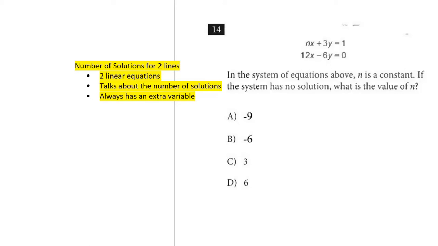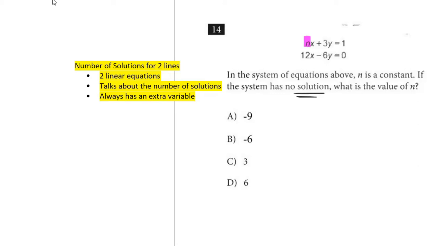You always have 2 linear equations. The question's always talking about the number of solutions. Here, no solutions. And there's always an extra variable besides x and y. In this case, it's n. But you always see the same earmarks for this, so you want to be really familiar.